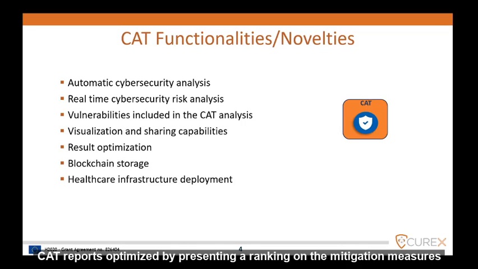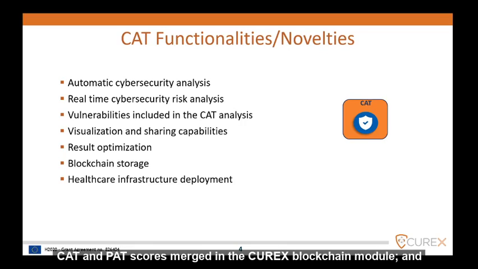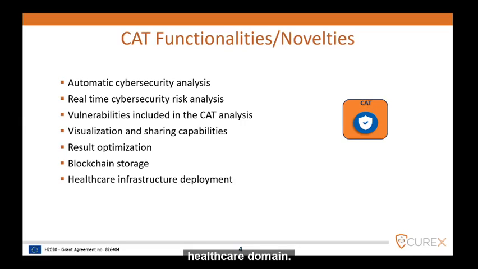CAT reports optimized by presenting a ranking on the mitigation measures performed by the OST. CAT and PAT scores merged in the CUREX blockchain module, and deployment of the tool in a variety of threat scenarios within the healthcare domain.